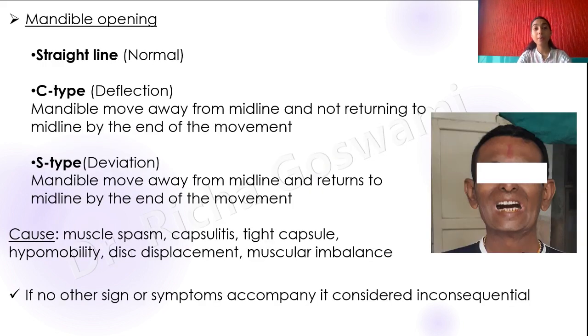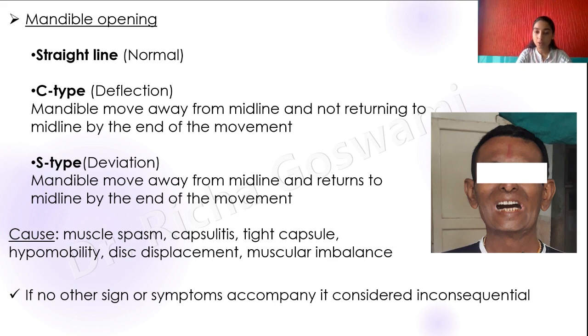Then check the mandibular opening, whether it is in a straight line or any deflection or deviation is present or not, and find out the cause, because it may be caused by muscle spasm, capsulitis, tight capsule, hypomobility, disc displacement or muscular imbalance. So by a complete assessment you can make out which cause may lead to the mandibular opening deflection or deviation.